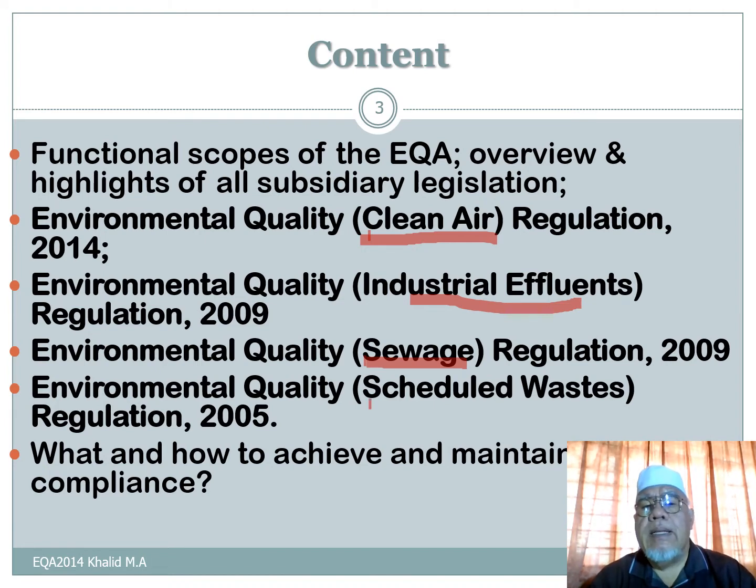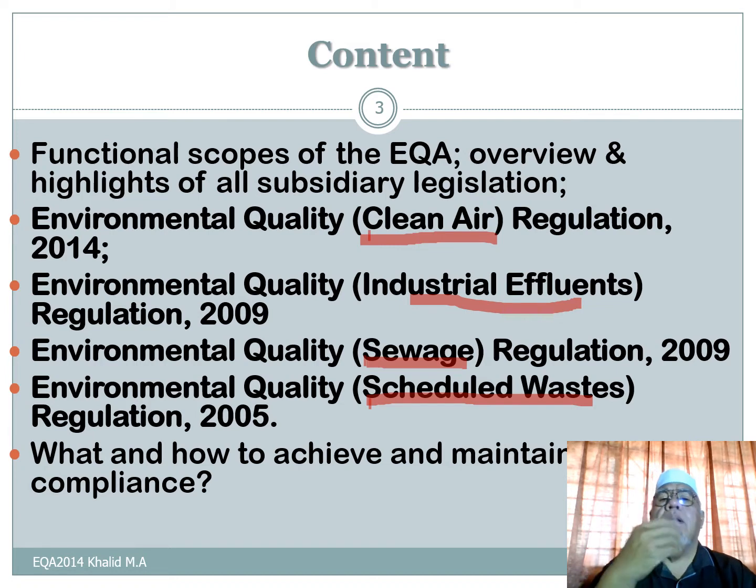And also not forgetting the Scheduled Waste Regulations, which is a law in this country that governs and controls what? Toxic and hazardous waste, especially of industrial origin. Okay, so these are the four main, most important, most sought after and most applied regulations in Malaysian, I would say, developing activities.